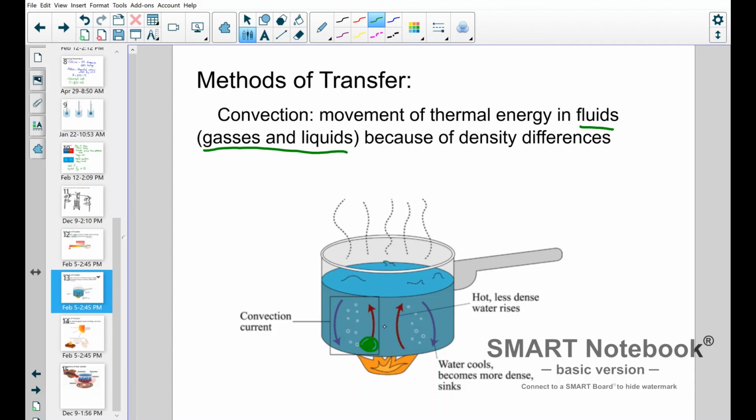So it rises, it follows the red arrow up to the top. Some of its energy is then lost to the surroundings or maybe lost to the pod itself. And when it cools, it condenses, it becomes more dense, and it sinks back down again to get heated up. We see this happening in our atmosphere with clouds in the water cycle. We also see this happening in the mantle of our Earth, and this is what drives continental drift.